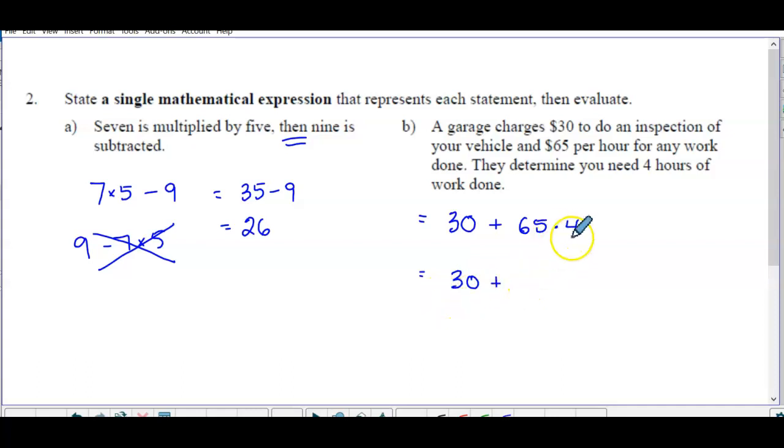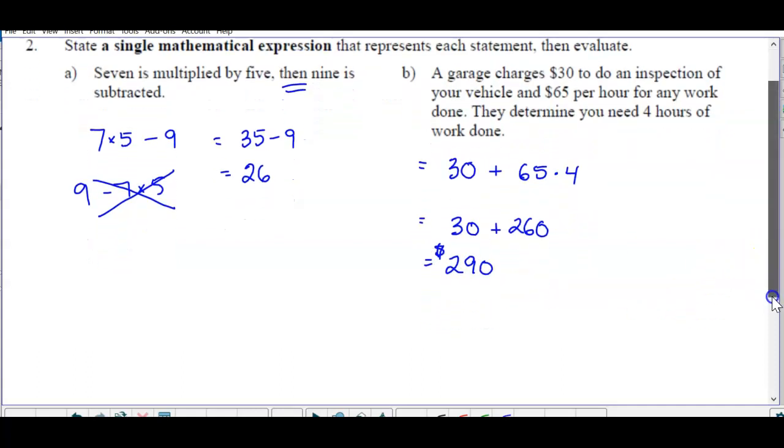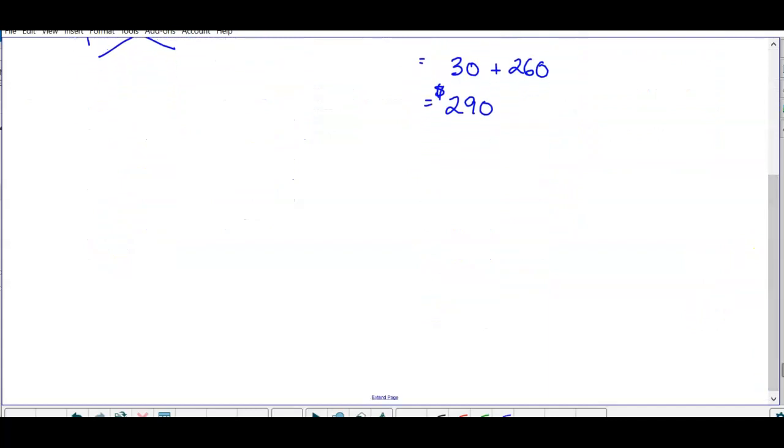So 65 times 4 is 260. And then add those together is $290. And it's money, so you use the dollar sign. Okay, and that's it.